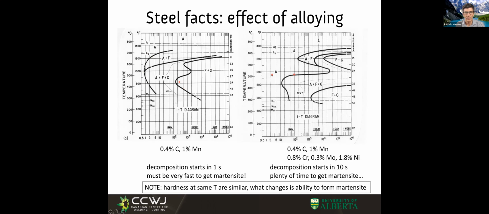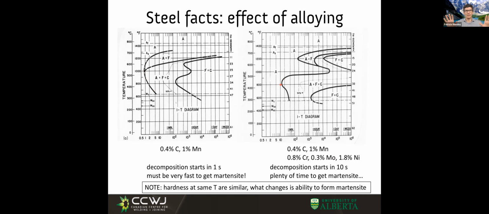Look at what happens if, in addition to the carbon and the little manganese, we now have chromium, moly, nickel. Now we've got a really spicy meal, right? Like we put all kinds of condiments. And now, for a 1040 steel, right here, we would have started a transformation in less than 1 second. Less than 1 second to start a transformation. Look at this. Now, we don't start transformation before 10 seconds.